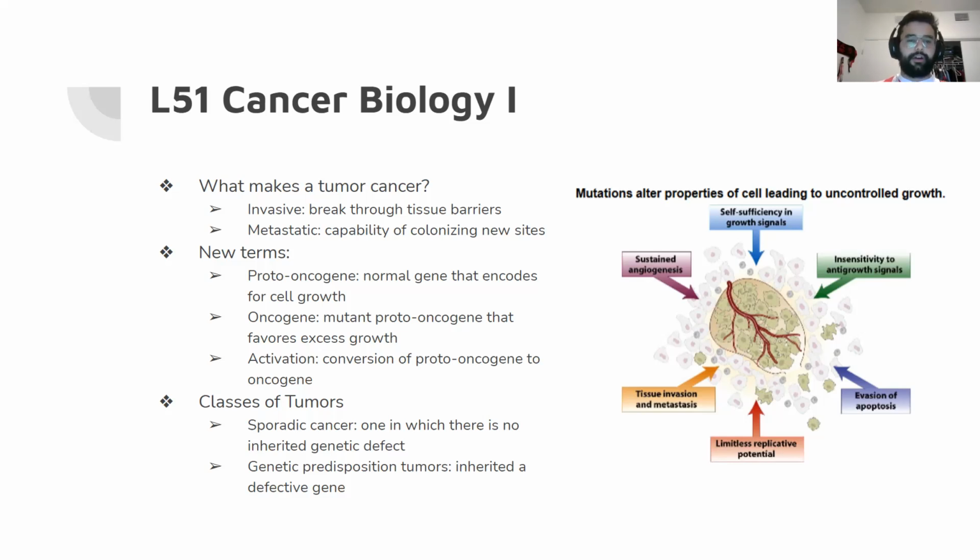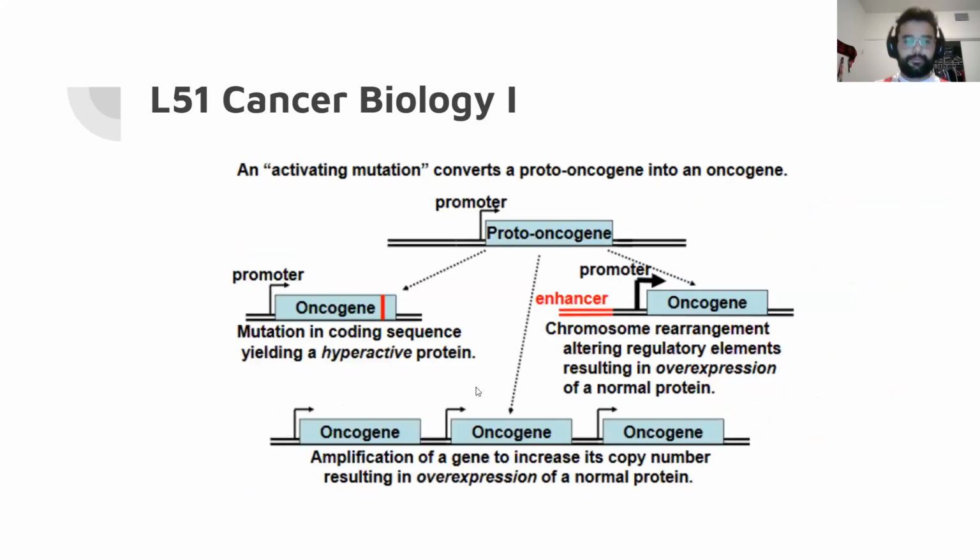We have a proto-oncogene, which is a normal gene that encodes for cell growth, but has the capability of becoming a cancerous gene. We have an oncogene, which is just a mutant proto-oncogene that favors excess growth. And we have an activation, which is just a conversion of a proto-oncogene to an oncogene. There are 2 classes of tumor. We have a sporadic tumor, which is a tumor that has no inherited genetic defect, and a genetic predisposition tumor, which is an inherited defective gene.